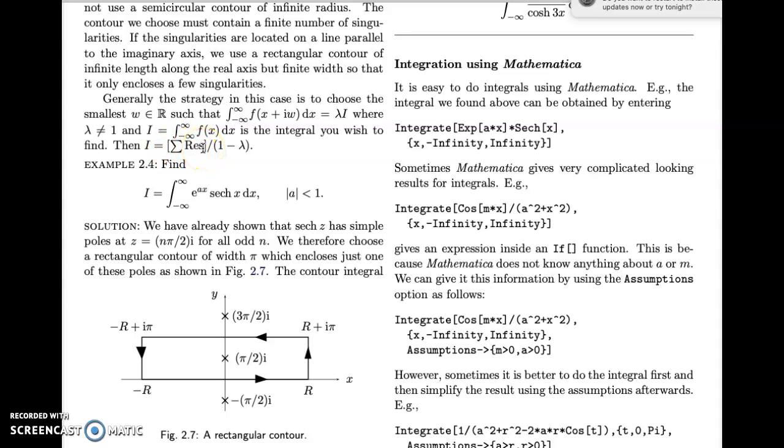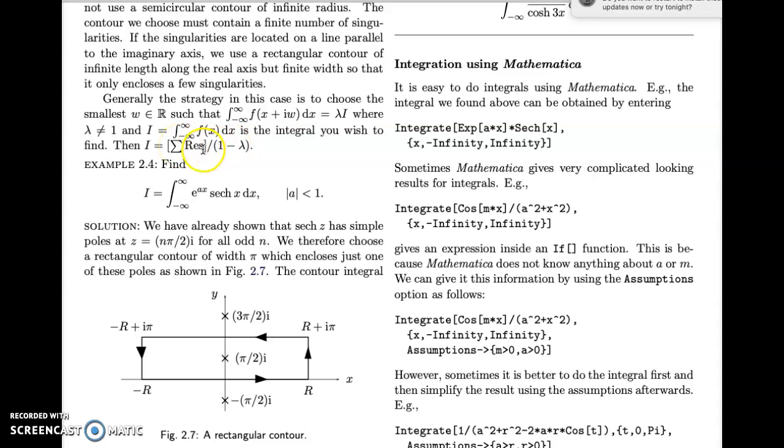Anyway, it's proportional to the sum of the residues divided by 1 minus lambda. So lambda might not be real, but that doesn't matter because 2 pi i times the sum of the residues could itself be a complex number. It may or may not be real, I should say.